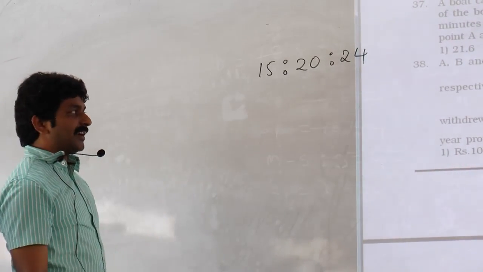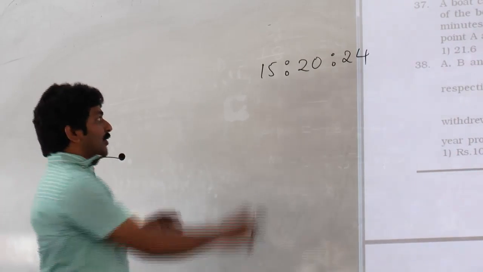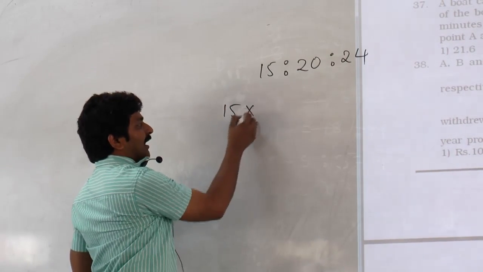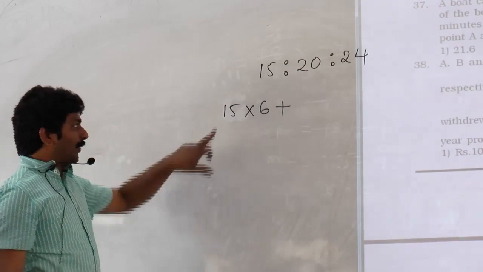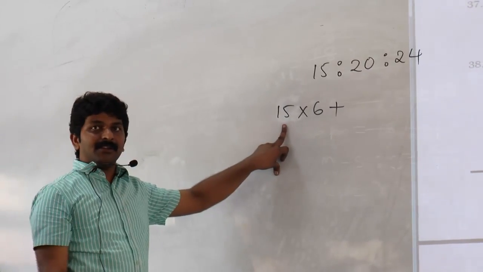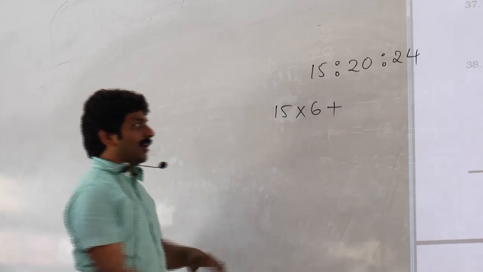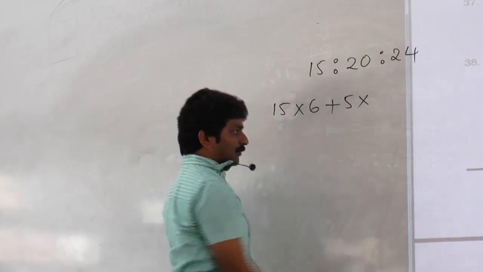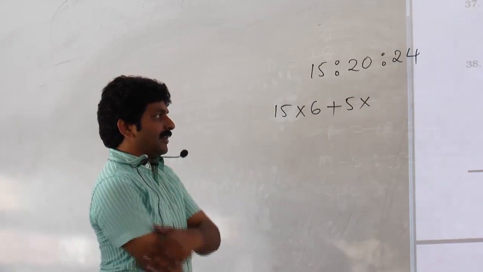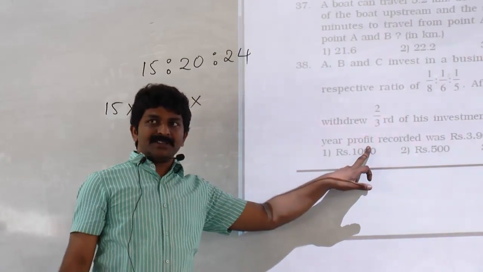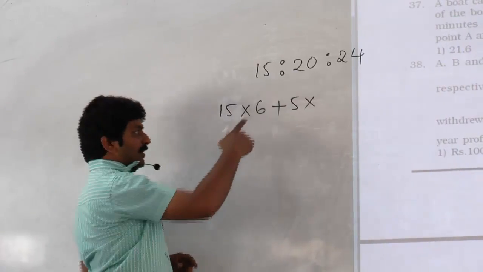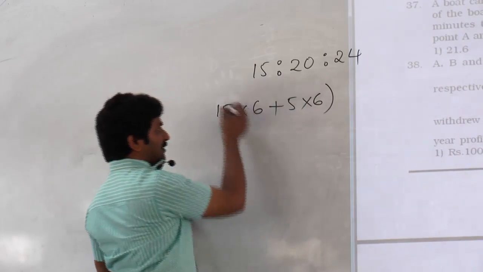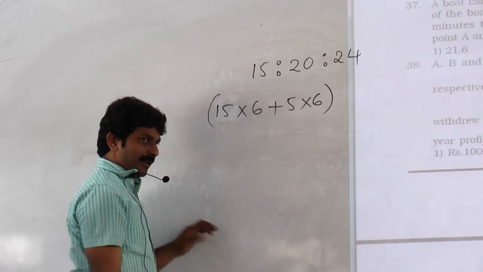After 6 months from the start of the business, A withdraws 2/3. So A started with 15 parts and was there for 6 months, and after that he withdraws 2/3. What is 1/3? 5. 2/3, 10. 10 withdrawn, remaining will be 5. At the end of the year they received profit. So the business happened for only 1 year. 6 months already over, remaining 6 months. This is the total investment of A.